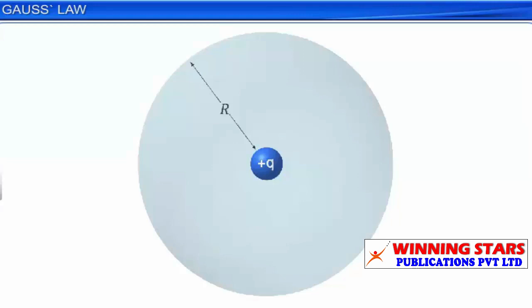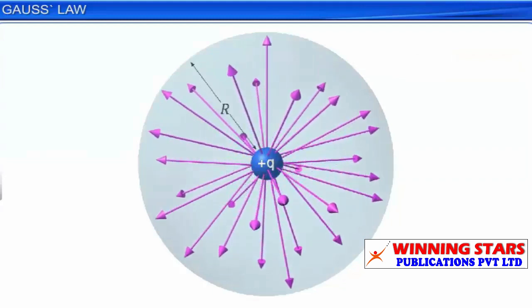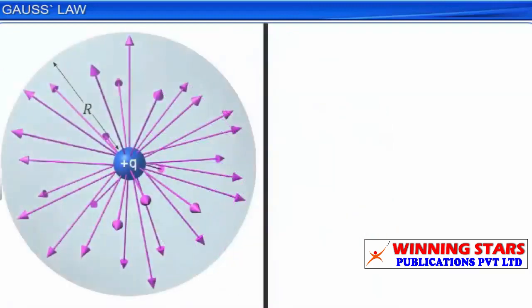The electric field lines of the point charge plus Q are outwardly normal to the charge and hence are outwardly normal to the sphere at all points on its surface. The magnitude of the electric field E at a distance r from the point charge is equal to 1 by 4 pi epsilon naught Q by r square. Let this be equation 1.